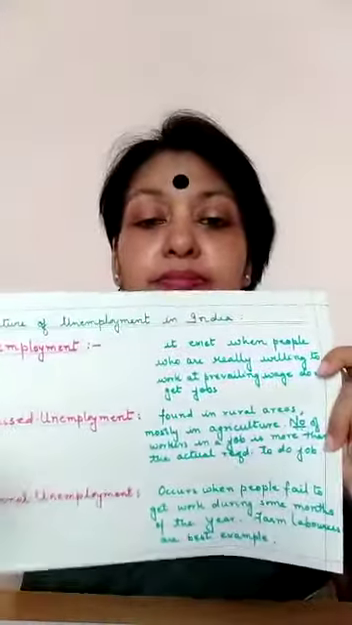Then comes in urban area, that is the educated unemployment. So educated unemployment means the youth, those who have acquired degrees of matriculation, graduation, post-graduation, do not get the job according to their degrees, or we can say according to their qualification. And so many times it happens that they fail to do the job, and that makes them educated unemployed. So I think it is very clear to you all.